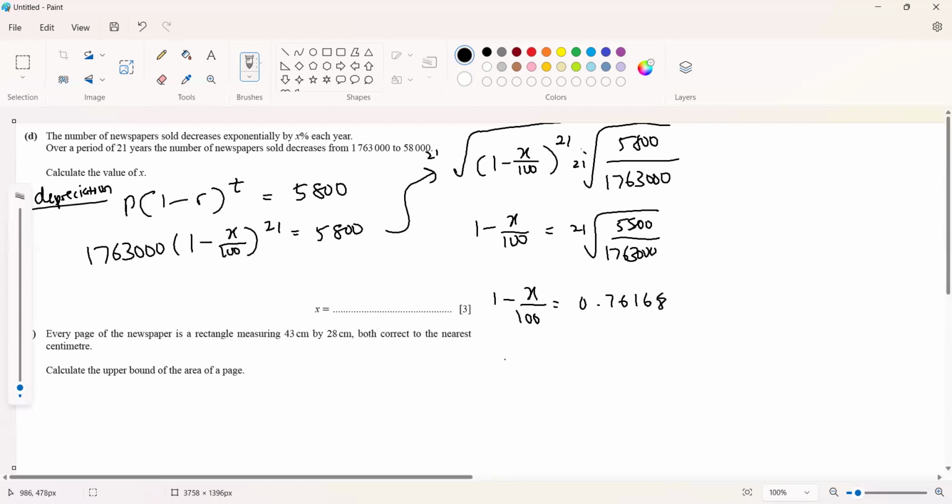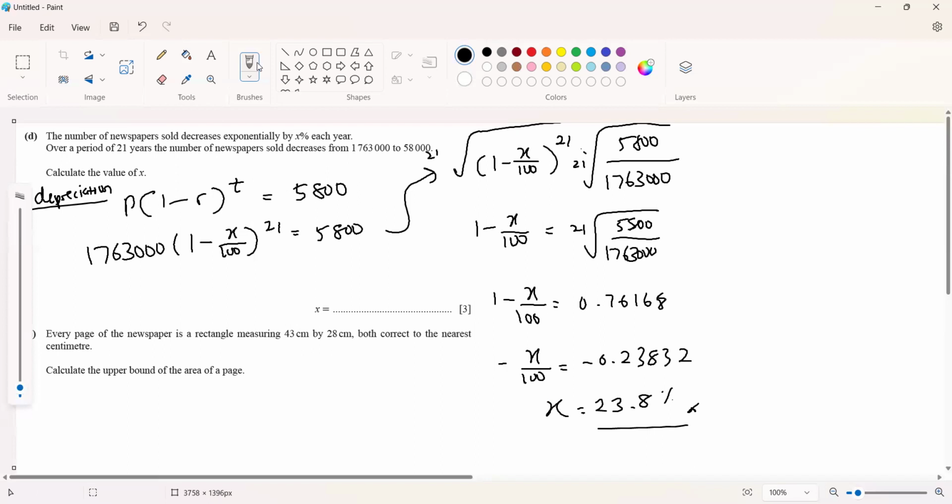So that would be 0.76168, right? So negative x over 100, minus both sides by 1, so that would be negative 0.23832. So x would simply be divided by 100 on both sides. So to three significant figures, that is 23.8%. So every year it decreased by 23.8% in this sense.